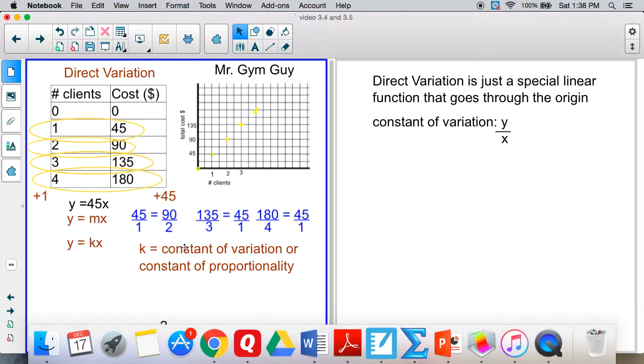So in closing, just remember this is a special type of linear equation. It's going to pass through the origin, and we see this beautiful pattern when we take the ratio of each ordered pair. You got to love it. Math is just so cool.